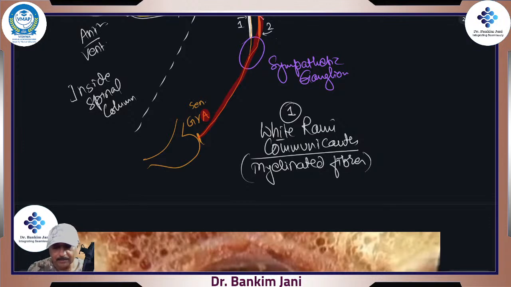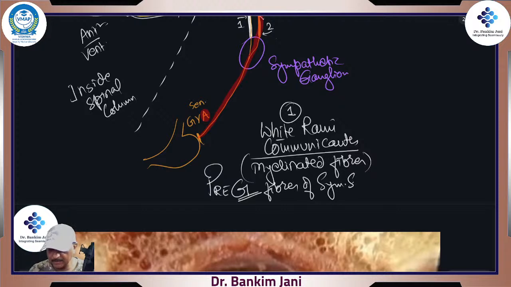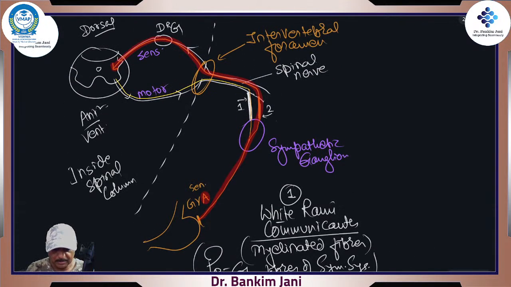Now what is it carrying? This is carrying preganglionic fibers, I'm just writing G, of the sympathetic system. Easy, right? Quite logical, because these are the fibers which are coming over here. So these are preganglionic fibers.